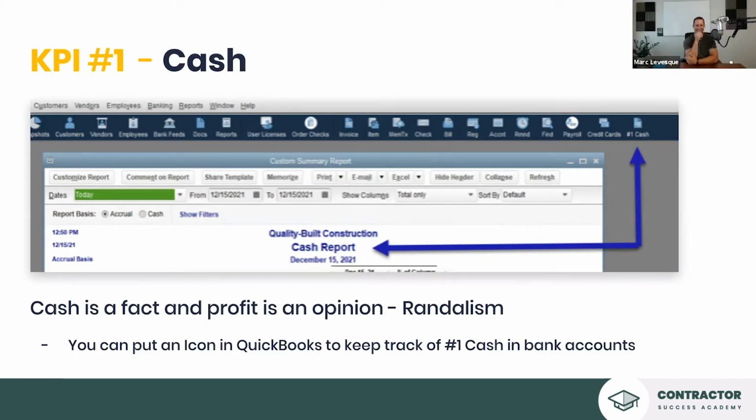So cash is a fact. Contractors, profit is an opinion. And I can make profit say anything you want it to say, except for one time of the year, December 31st, when we all agree, because that's when profit comes into play, and that's the one time of the year that there is no playing around with it.